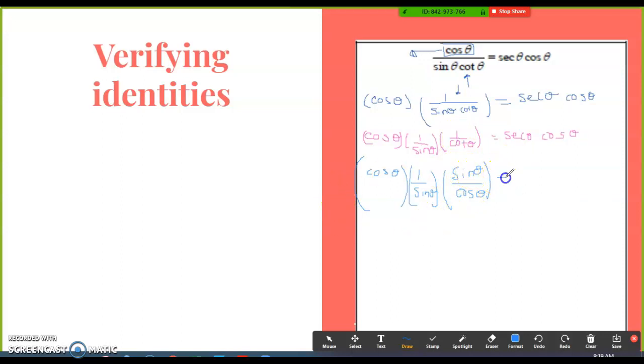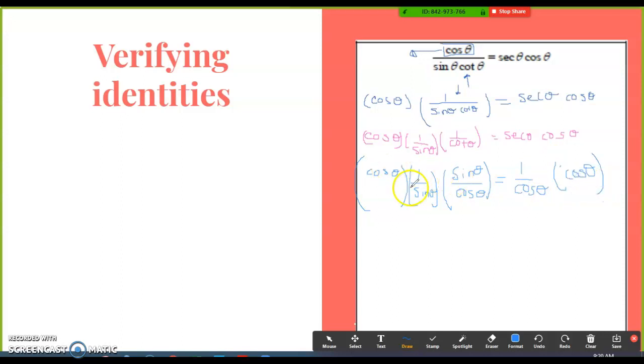Okay, so now let's look at the right. The right side is secant of theta times cosine of theta. So I'm going to change secant to 1 over cosine of theta. And of course, that would be times cosine of theta.